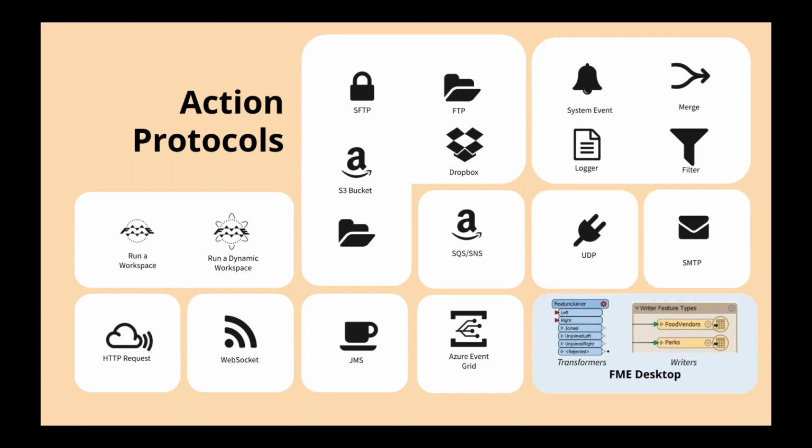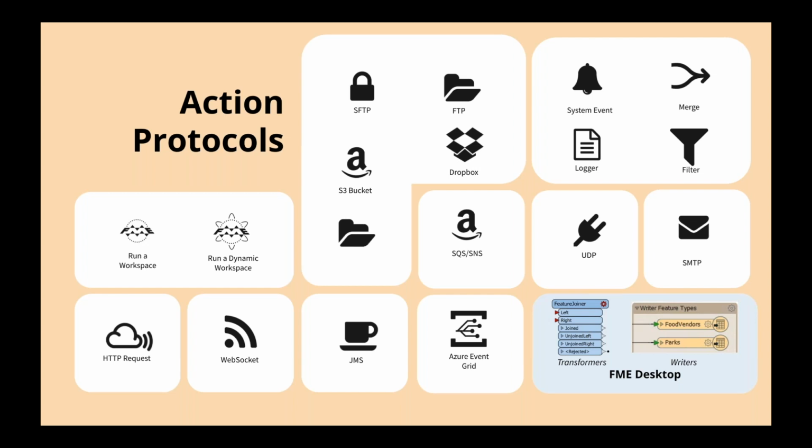The distinction between Desktop and Server actions can become even more blurred when you consider that a lot of these protocols have an equivalent transformer in FME Desktop. So the FTP action is a lot like an FTP caller. We also have a Dropbox connector transformer, S3 connector, and we have a Dropbox external action and an S3 external action, as well as emailer.